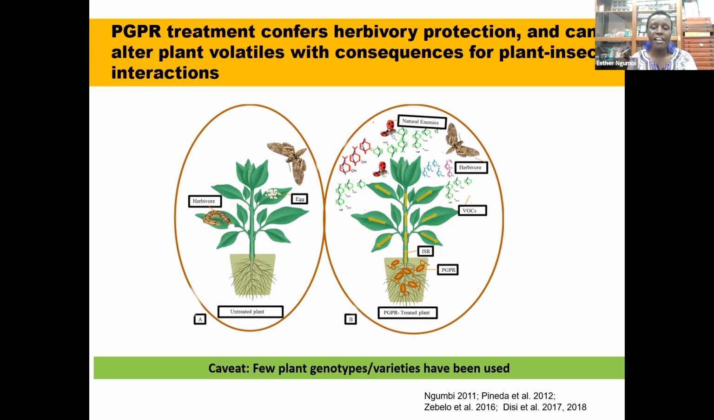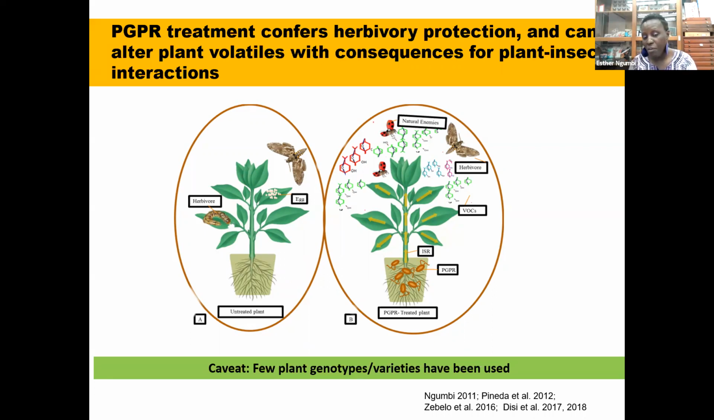However, a lot of the work with these exciting results showing the true benefits of PGPR has only been done with a few plant genotypes. And if we truly want to ensure that these benefits of microbes help under real life farmer conditions, then we should be able to work with more plant varieties.